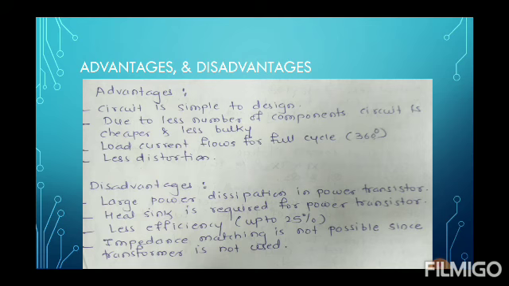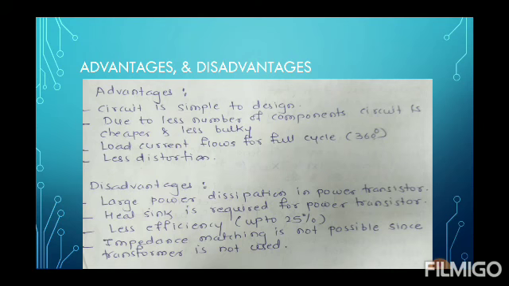What are the advantages and disadvantages of class A power amplifier? Advantages are the circuit is simple to design. Due to the less number of components, the circuit is cheaper and less bulky. Load current flows for the full cycle, 360 degrees, as I told you earlier. Less distortion.